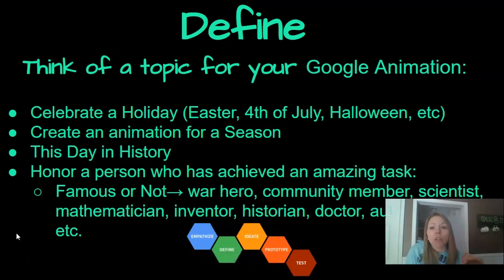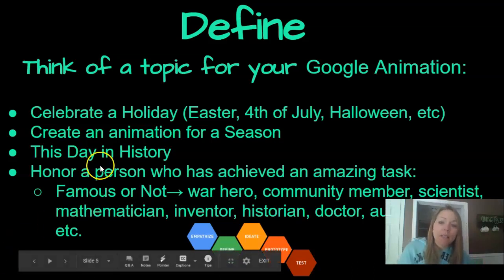Okay, so what you want to do this week is to think of a topic for your Google animation. It can be a holiday. It can be a season that's coming up. Spring, summer, or you could do fall, winter. If you were going to do a season, you would want to do the day that the season changes, like March 20th or 21st for spring, June 20th or 21st for summer, September 20th or 21st for fall, and December 20th or 21st for winter. You can pick this day in history, like Pearl Harbor, anything really.